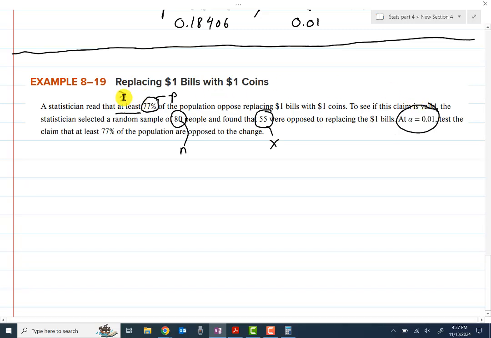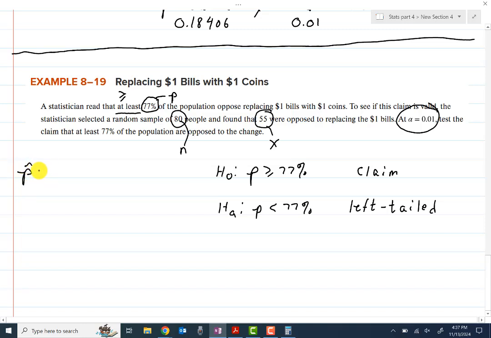So since "at least" has an equal sign underneath it, that has to go into H naught. So we're saying p is greater than or equal to 77%. And then reverse it and make it a strict inequality the other way. Here we're going to have p is less than 77%. So up here was the claim, and down here we need to note that it is a left-tailed test.